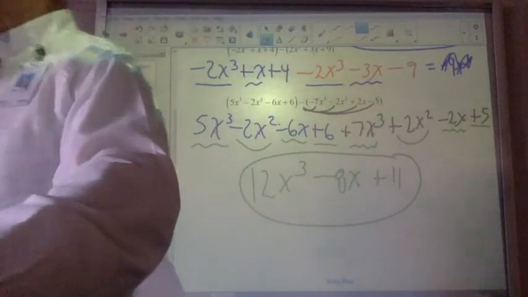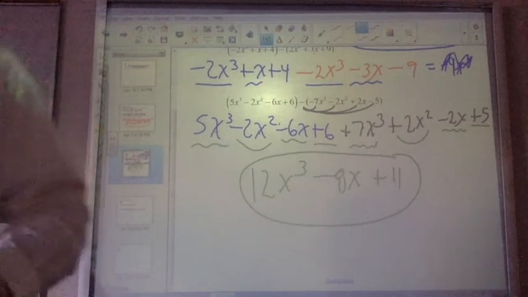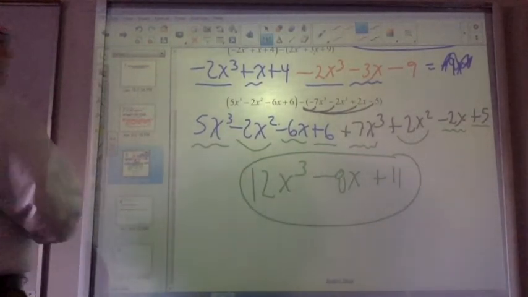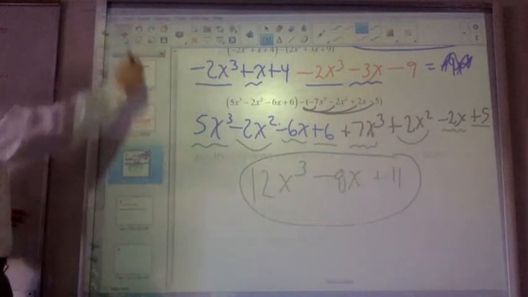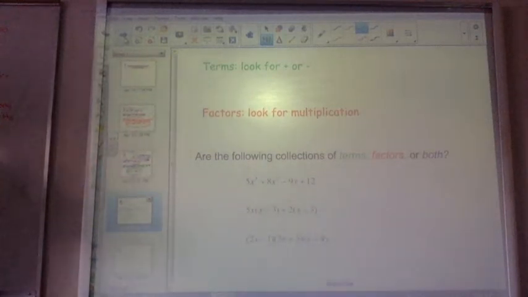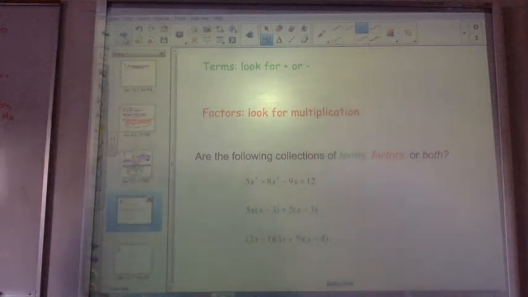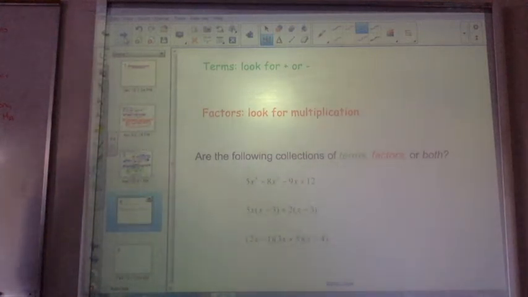We good so far? I like it when we only have 4 slides. All right. Last slide. Ready? All right, terms to look for. You have to keep in note of your positives and negatives. Okay. Factors, look for multiplication. Okay. So are the following collections of terms, factors, or both?